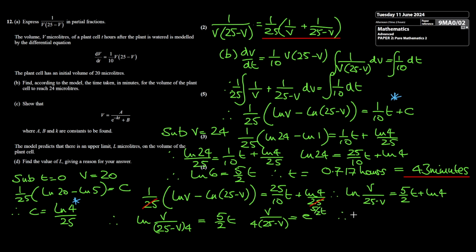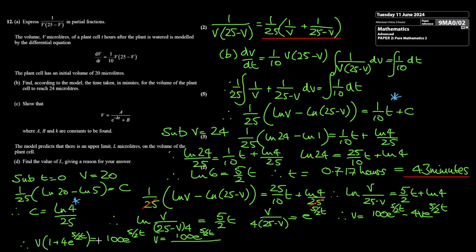So therefore, multiplying across, I get that V is equal to 100 e to the 5 over 2 t minus 4V e to the 5 over 2 t. You've still got to put these two V terms together, so I get that V(1 plus 4 e to the 5 over 2 t) is equal to 100 e to the 5 over 2 t. So going on, V is equal to 100 e to the 5 over 2 t divided by 1 plus 4 e to the 5 over 2 t.